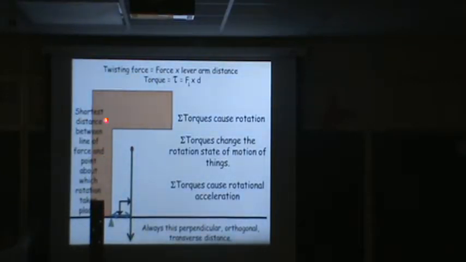If this was all lead and that was like styrofoam, then the center of mass would be here, but still no lever arm distance. So then you could balance it. Then it would balance. Muy bien.